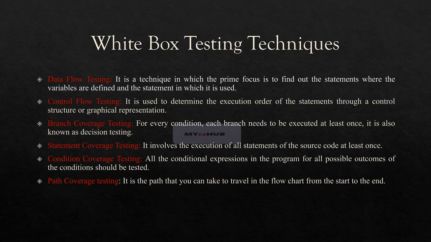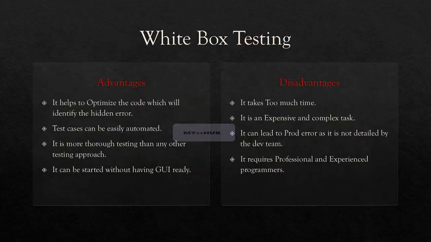Next one is path coverage testing. It is the path that you can take to travel in the flowchart from start to the end. So these are the testing techniques available in the white box, which I will explain one by one in the next upcoming videos with the example for each.